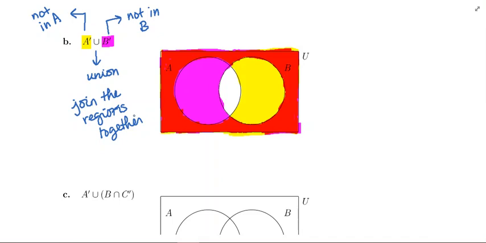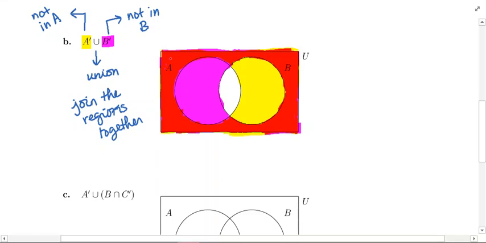You're going to take everything in yellow and combine it with everything in purple. So basically, your answer is going to be wherever you have color. If you have red, that's part of the answer. If you have just purple, that's part of the answer. If you have yellow, that's part of the answer. So basically, it's everything in the rectangle except this little white piece in the middle. That is the answer.